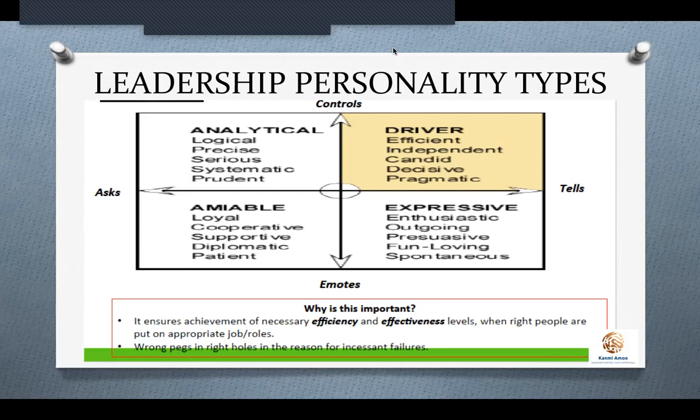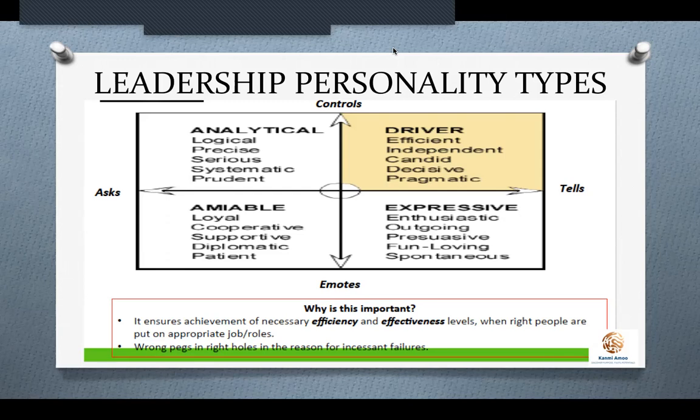They are patient. The analytical personality types are logical, precise, serious, systematic, and prudent. They are very mathematical. If 1 + 1 is not 2, the analytical will scrutinize. They will pick at it with a fine-tooth comb to see why. So these are the 4 personality types.